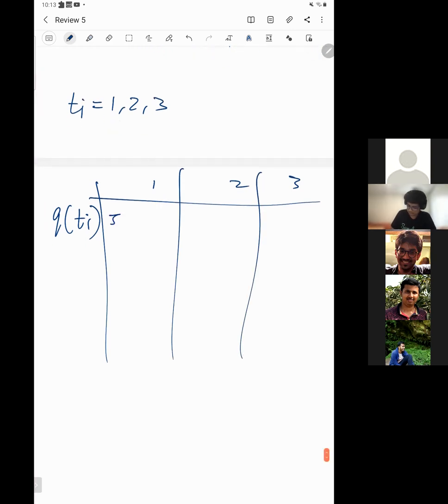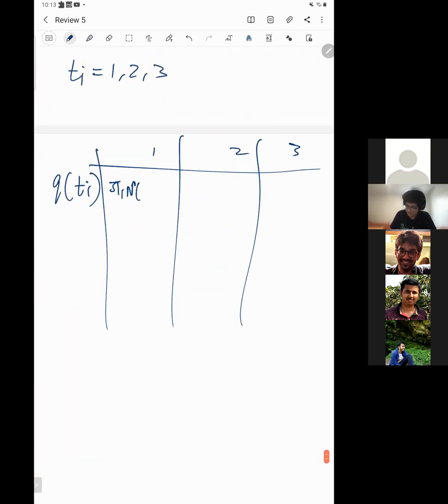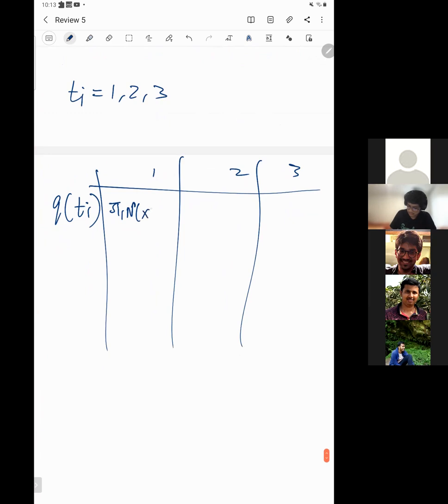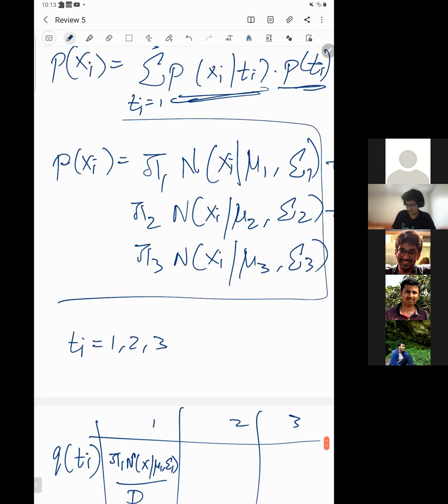So the first value would be pi1 times N, as in the normal distribution, of x times mu1 and sigma1, over the denominator. This denominator is p of xi, but it's so big that I'm avoiding writing it.